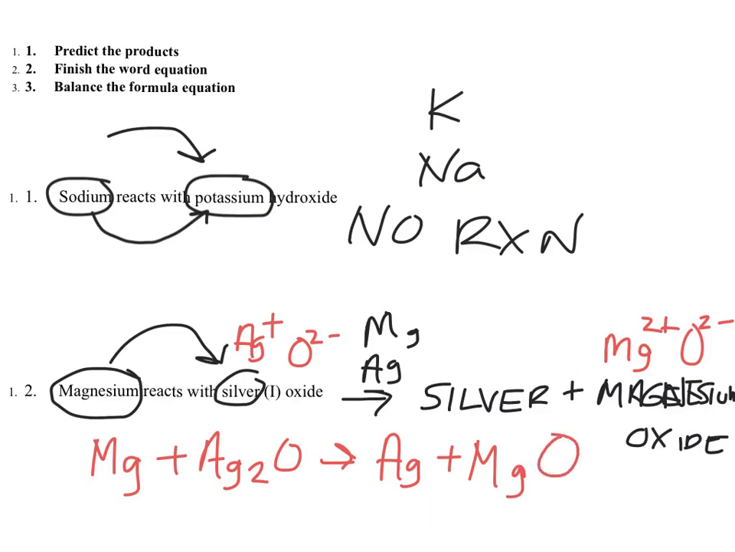Now that I've done that, I definitely need to balance it out, and it looks like the only thing unbalanced is my silver, so I'll put a 2 there. But now, a single replacement reaction has occurred. Magnesium kicked silver out, silver's now by itself, and magnesium is now with oxygen. Everything's balanced, and congrats, you've done a single replacement reaction.